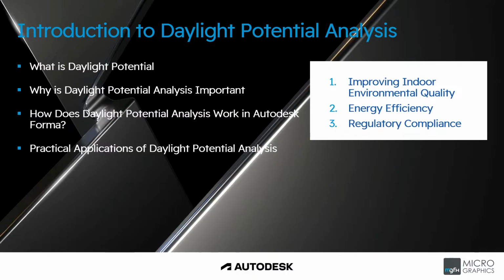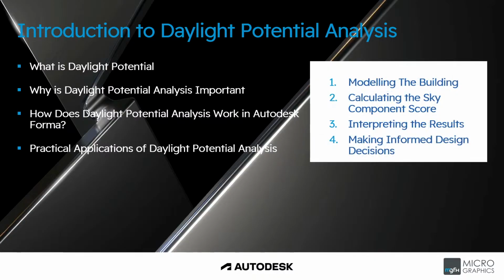How does daylight potential analysis work in Autodesk Forma? The daylight potential analysis in Autodesk Forma employs a model of an overcast sky to predict illumination on building surfaces. This model is independent of the sun and weather conditions, representing a heavily clouded day in September.